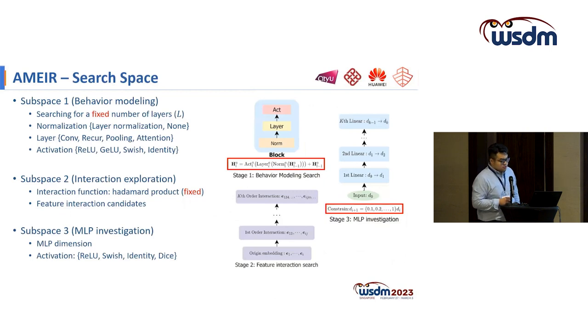In this paper, the whole search space correspondingly consists of three subspaces. The first is a subspace for behavior modeling. In this subspace, the authors aim to search for L blocks. L is a predefined hyperparameter. The structure of a specific block is visualized on the right in this graph.